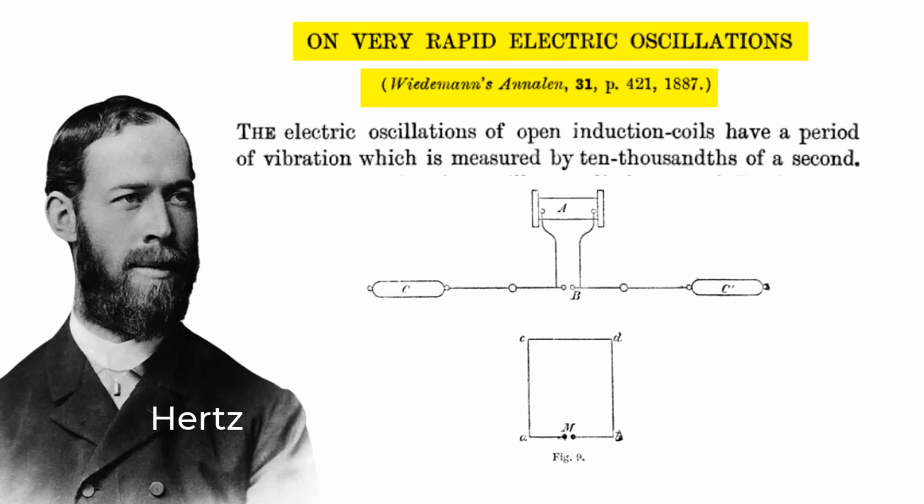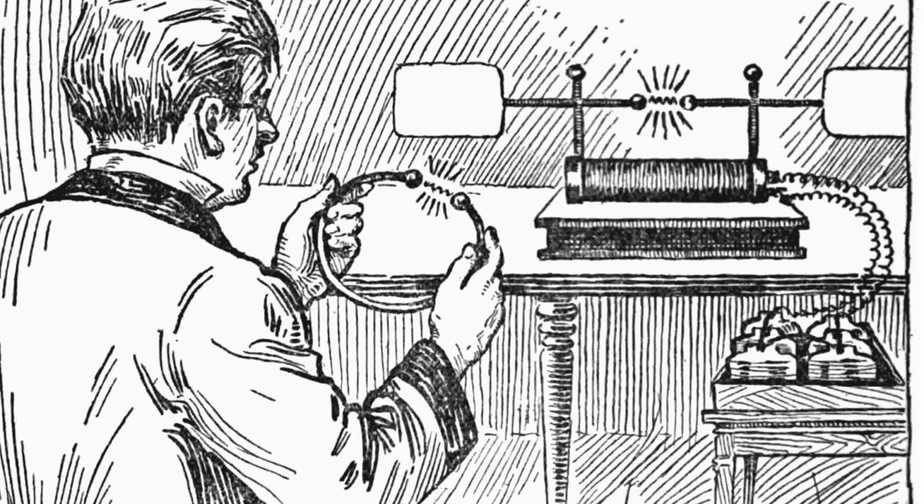That same year that Heaviside was told that no one was interested in his papers on Maxwell's equations, 1887, a 30-year-old German scientist named Heinrich Hertz published a paper titled "On Very Rapid Electric Oscillations." This is significant because this was the paper where Hertz demonstrated that he could create an invisible electromagnetic wave that we now call a radio wave that moves at the speed of light from vibrating electronics.